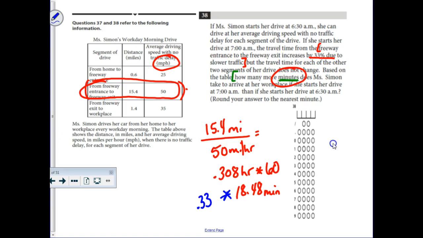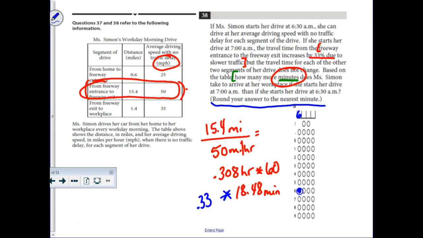And this is how many additional minutes that she has to drive for. And it's like 6.0 something, and it does say, look at the problem here, round your answer to the nearest minute. So we're going to round that down to 6. That was a fun question.